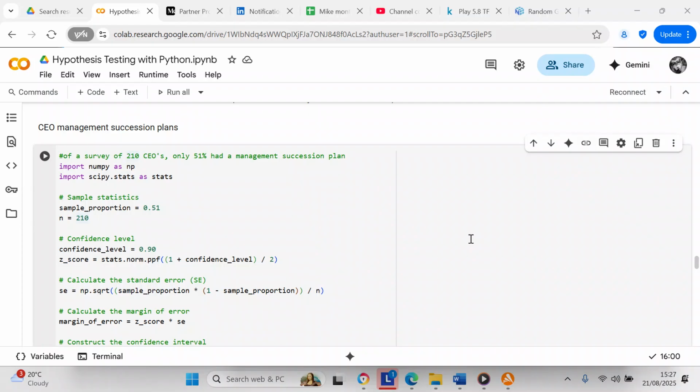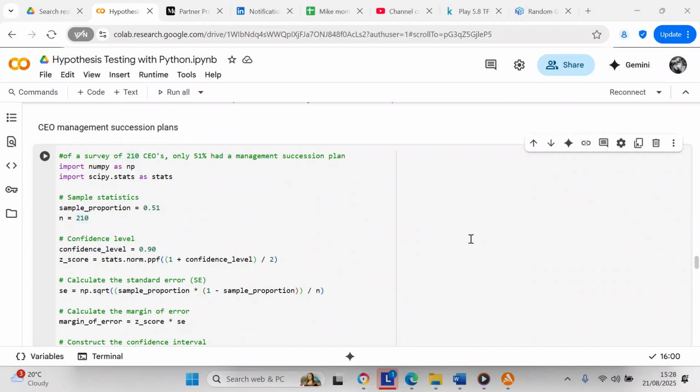So we're going to calculate the z-score, and we're going to use a normal distribution to do that. So z-score equals stats.norm. Norm is for a normal distribution, .ppf, and ppf is for a percent point function. And then brackets, (1 + confidence level) divided by 2. So 1 plus 0.9 is 1.9, divided by 2 is 0.95.